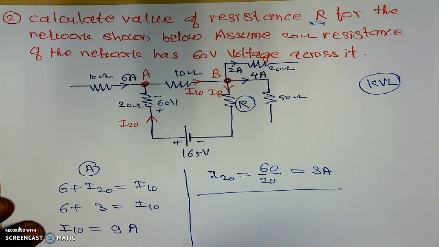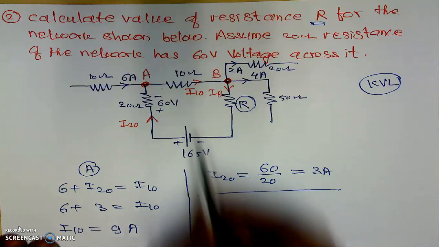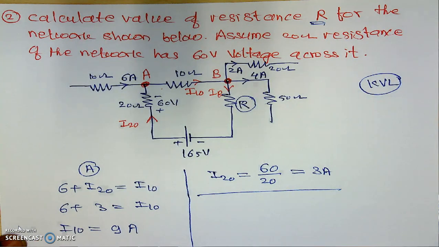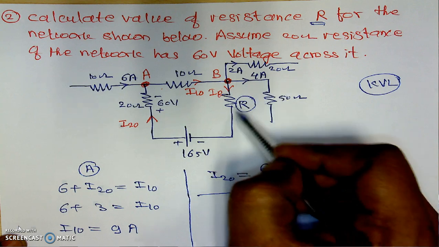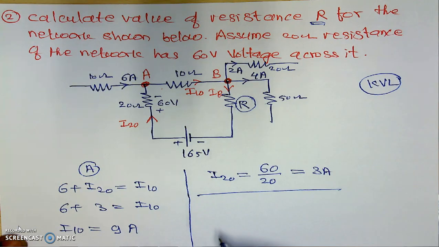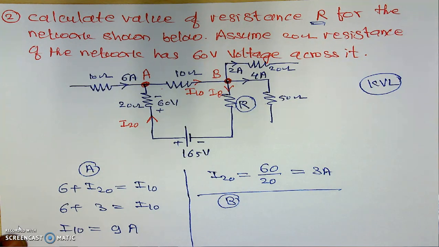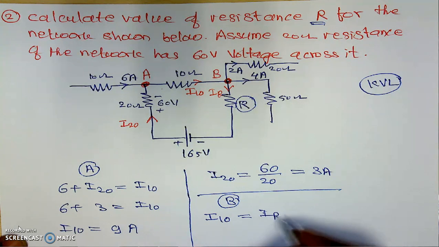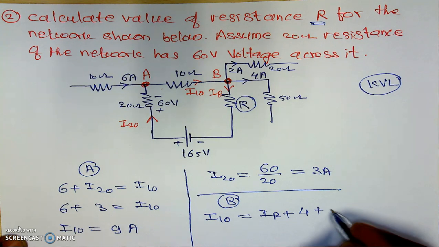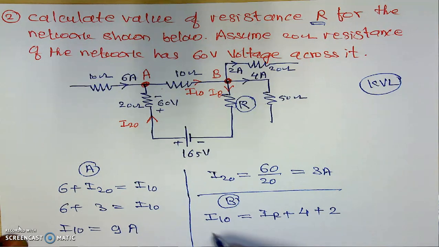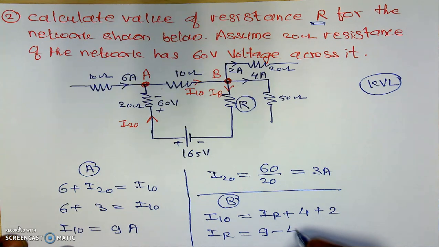Now here, we know the current I10 as well as the current in the 20 ohm resistance. This current is already known, 4 ampere. Now we will plan to calculate the current in resistor IR. For that we will apply the KCL at node B. If we are applying the KCL at node B, incoming currents are equal to outgoing currents again. The KCL is the same. That is, I10 is equal to IR plus 4 amperes plus 2 amperes. So IR is 9 amperes minus 4 amperes minus 2 amperes, which is equal to 3 amperes.